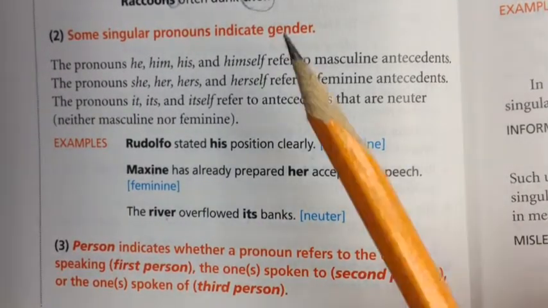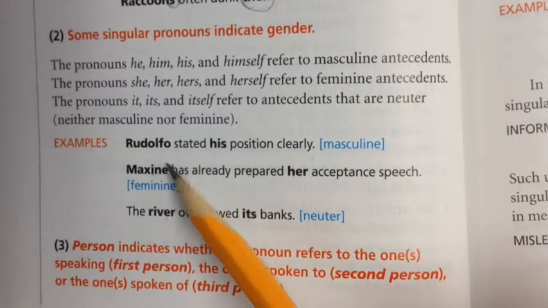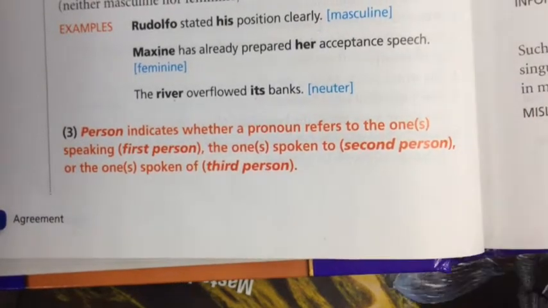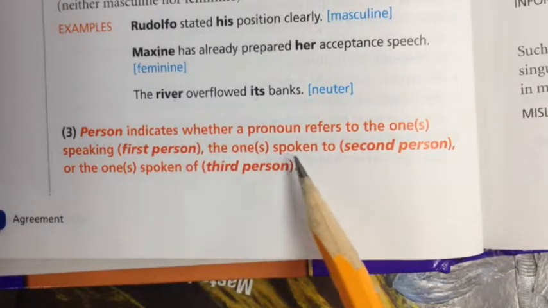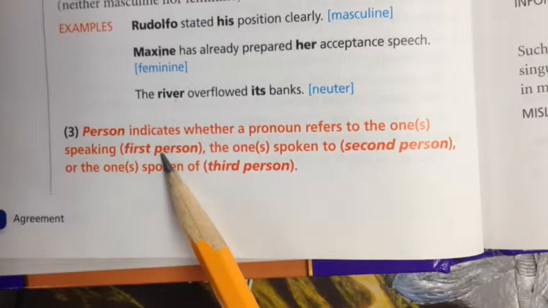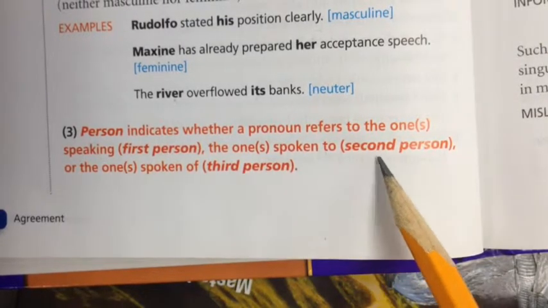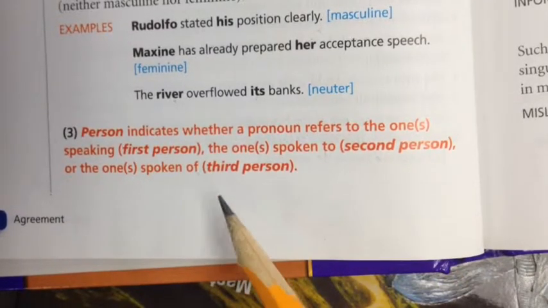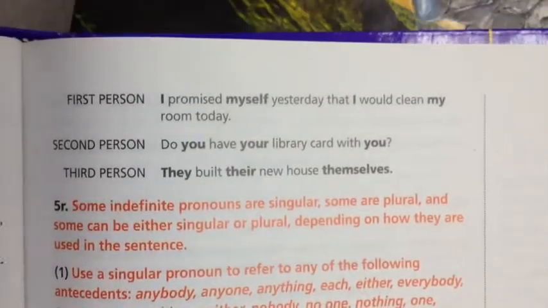All right, so if you have a singular antecedent, you're going to have to tell us what gender it is. Either it's a boy, a girl, or it doesn't have one. And then down here, they talk about person. So person indicates whether a pronoun refers to the one speaking. So if it's about the person who's speaking in the sentence, it's first person. The one spoken to, this is the word you, usually, that's second person, or the one spoken of, which is third person.